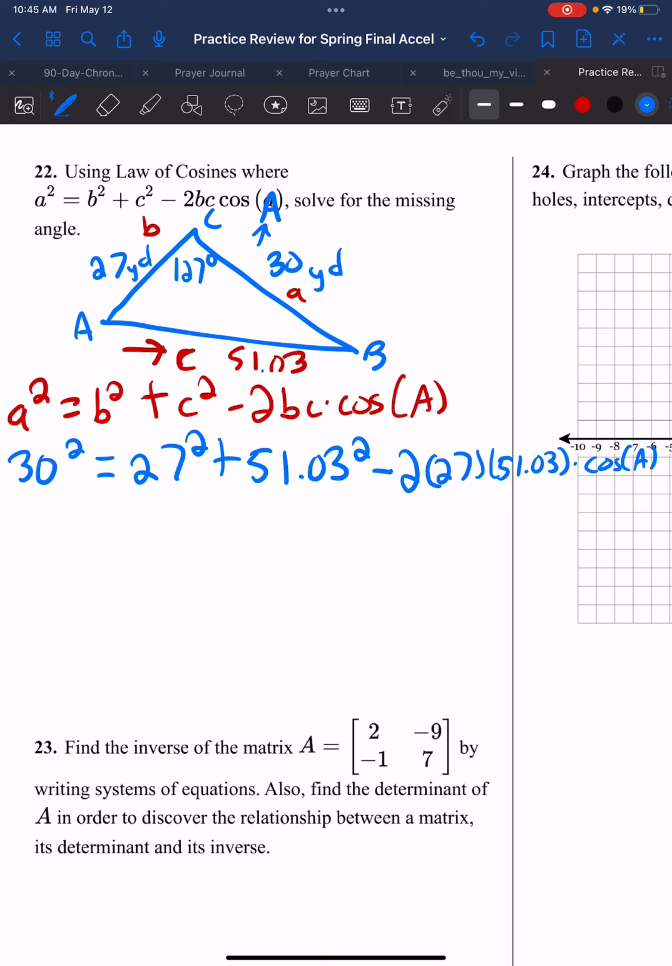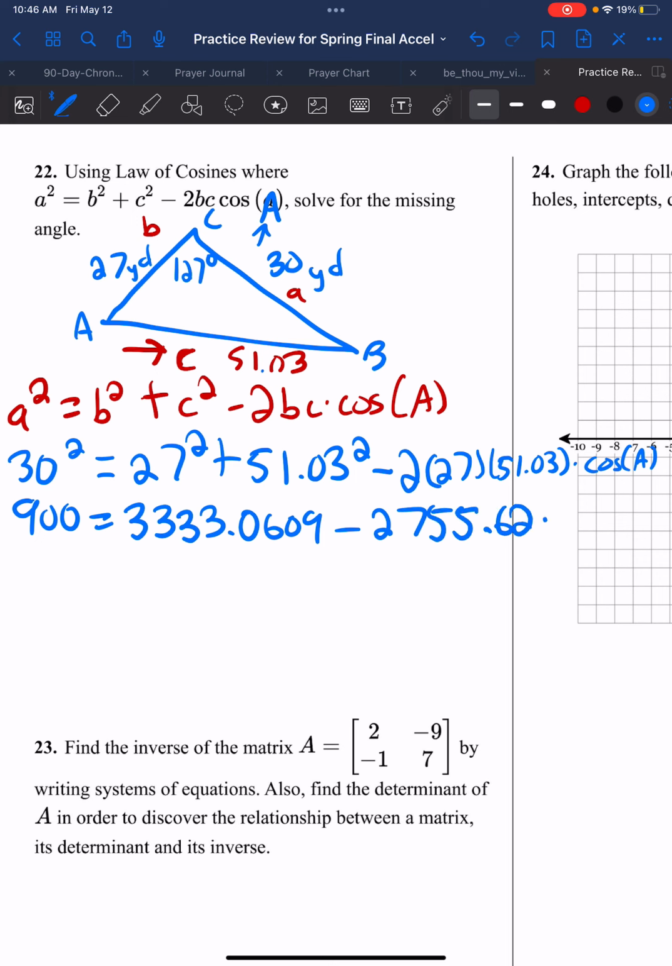Okay, so I'm starting to combine all these things. I'm going to have 30 squared is 900, 27 squared plus 51.03 squared is going to give me 3333.0609, minus 2 times 27 times 51.03 is going to give me 2755.62 cosine A.